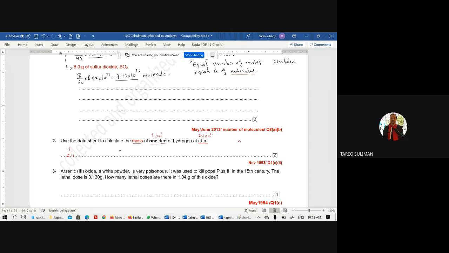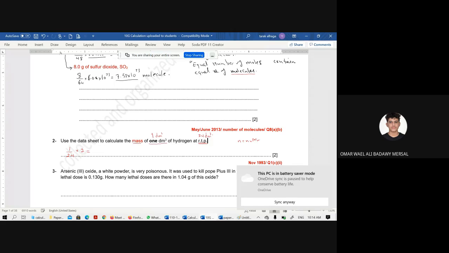I need the mass. Mass equals number of moles times the Mr. So multiply this by the Mr, which is 2. Is it difficult? Sir, can you repeat it again?